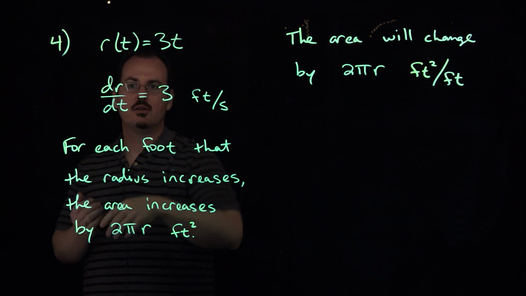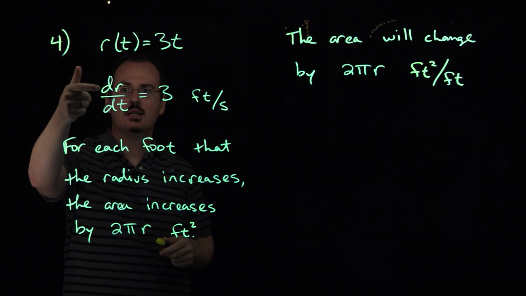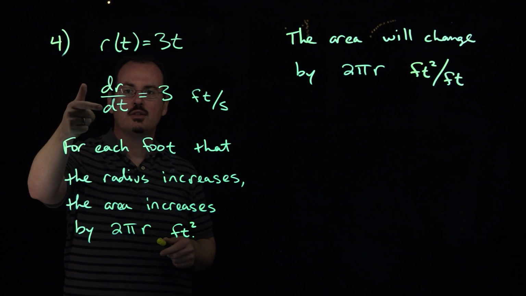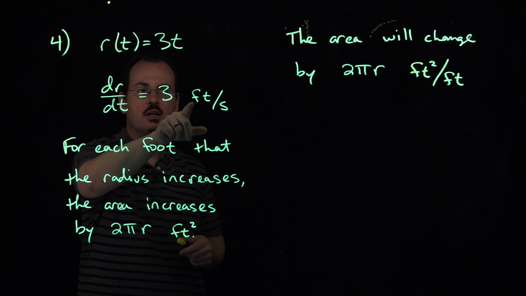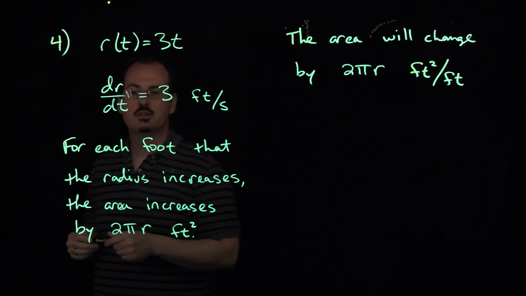So feet per second. Notice that with the Leibniz notation, you can really see why this notation is good. dr dt, the units of r are feet, and the units of t are seconds. And then notice that the units of the final derivative here are 3 feet per second. So the notation will help you to see what the units have to be.